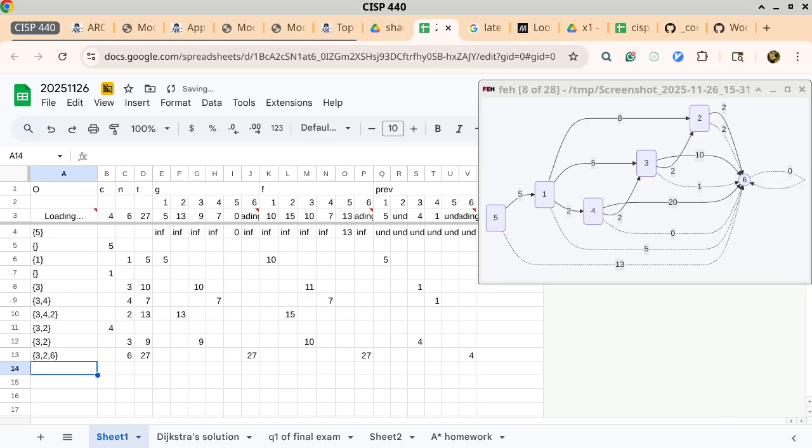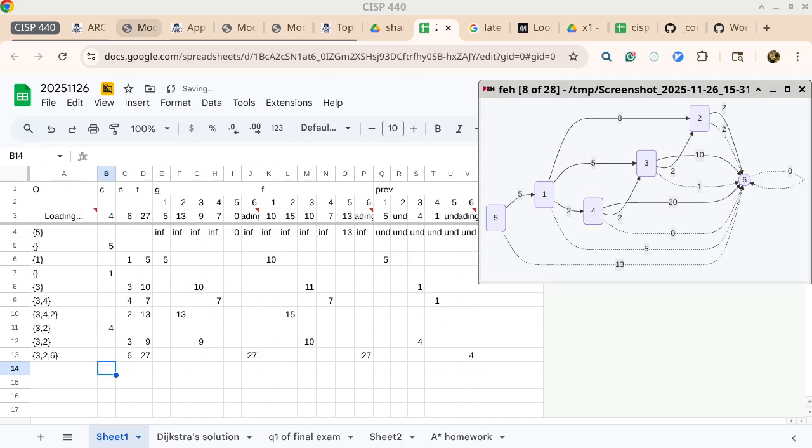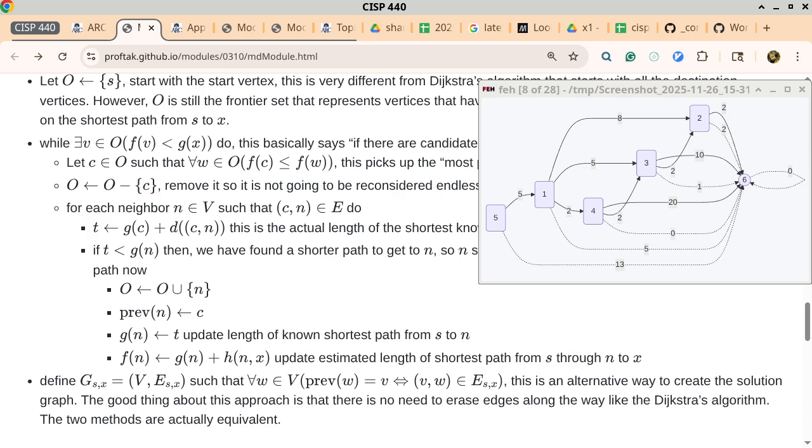Okay, all right. So now we go back to the while loop. Oh, wrong thing. We go back to the while loop and then we ask this question again. Of all the vertices in the set O, does at least one of them have an f value that is less than the g value of the destination, which is g of 6? Okay, so this time it is not as obvious, because before g of 6 had been infinity. Any actual integer is going to be less than infinity.